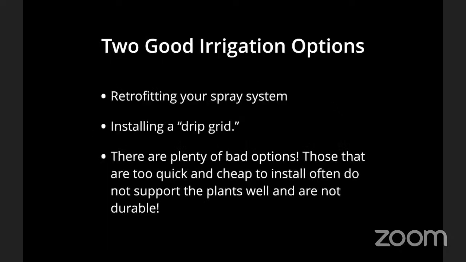Just as the intro to start thinking, your 2 good irrigation options for a landscape renovation, if you want an automatic system that's connected to a valve that turns on and off that you can schedule, are going to be retrofitting your spray system to, just like I said, be taller and more efficient, or to install a drip irrigation grid.